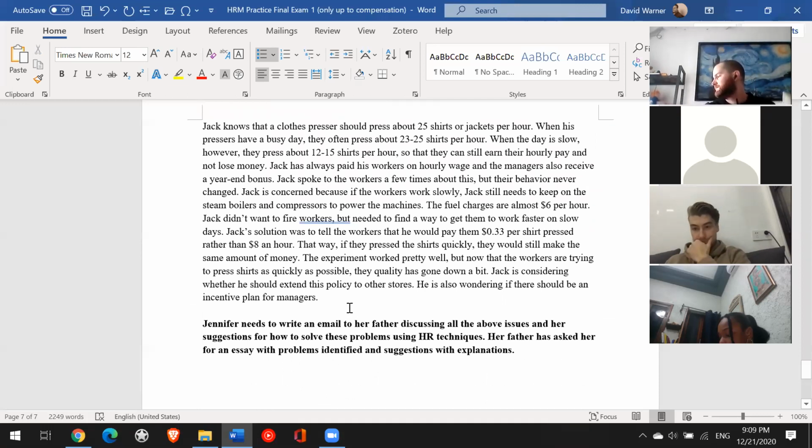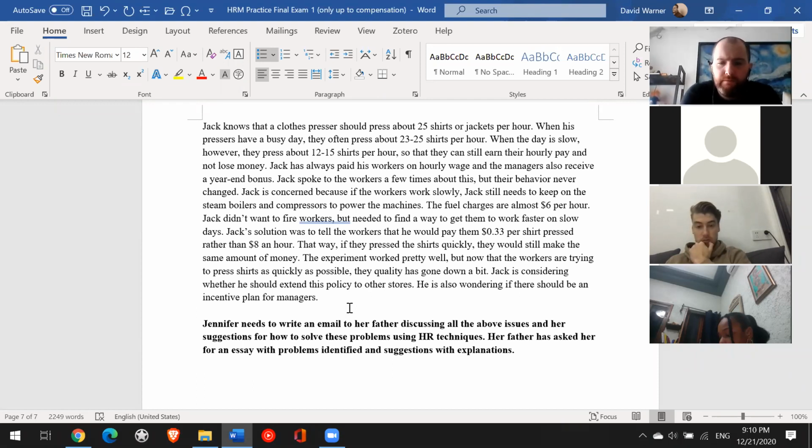Jack knows that a clothes presser should press about 25 shirts or jackets per hour. When his pressers have a busy day, they often press about 23 to 25 shirts per hour. When the day is slow, however, they press about 12 to 15 shirts per hour so that they can still earn their hourly pay and not lose money. Jack has always paid his workers an hourly wage, and the managers also receive a year-end bonus. Jack spoke to the workers a few times about this, but their behavior never changed.